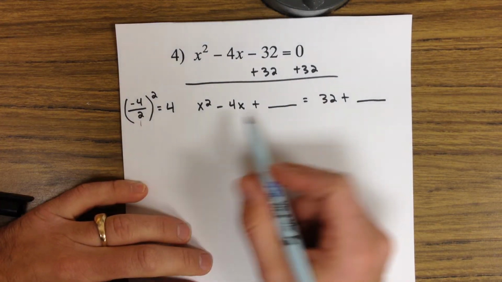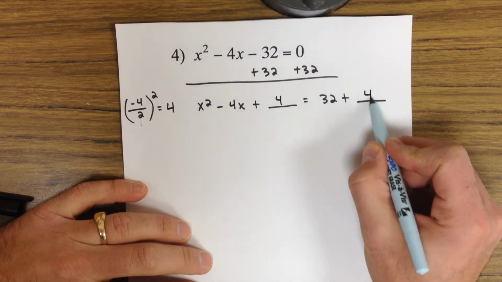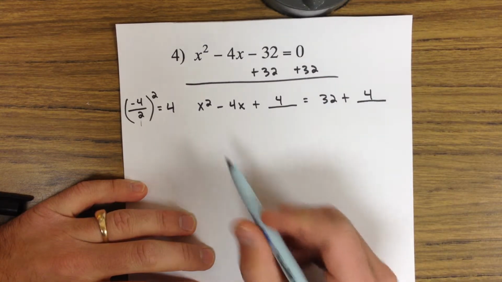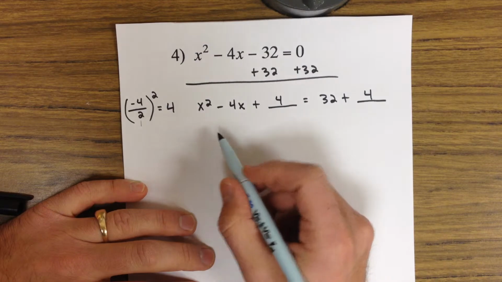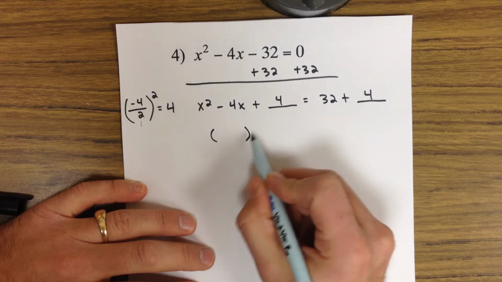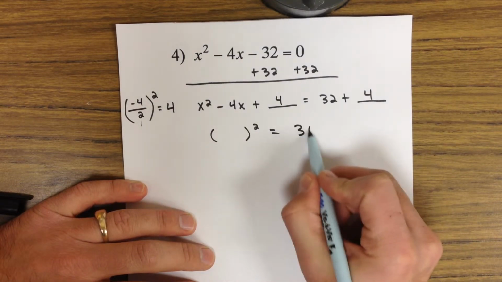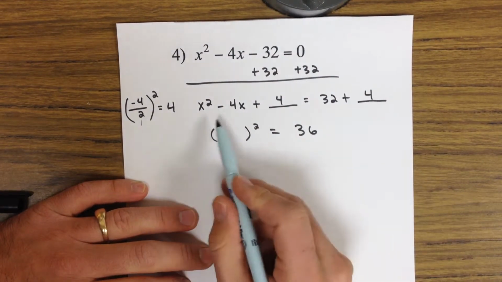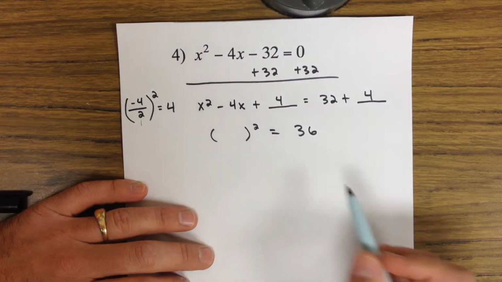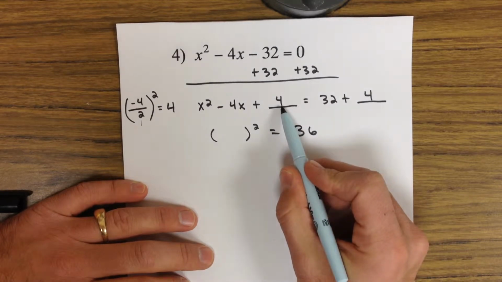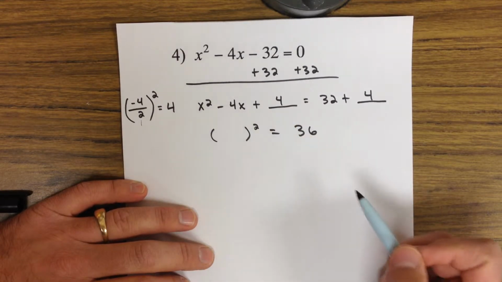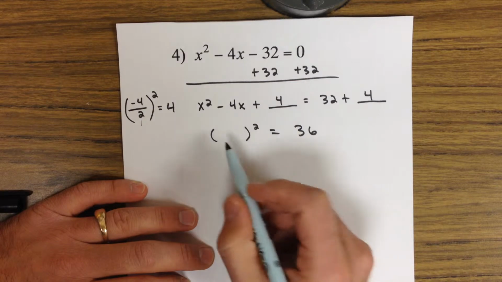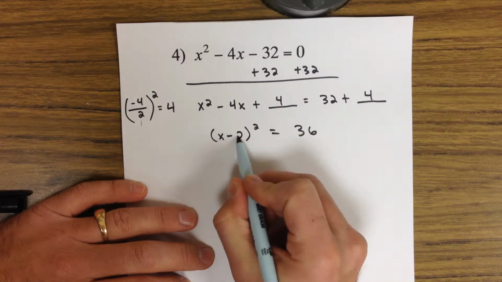So let's go with that. So we're going to add 4 to both sides. Now, the only thing that's a little bit different here is the left side. Okay, so if I think about what perfect square would give me a negative 4 in the middle, so two things that multiply to 4 but add to negative 4. So wouldn't that be x minus 2 in here?